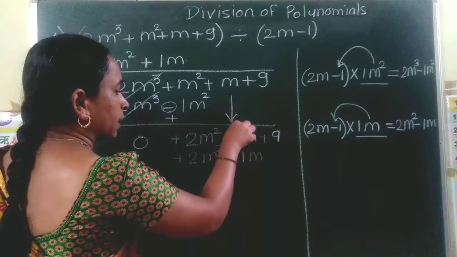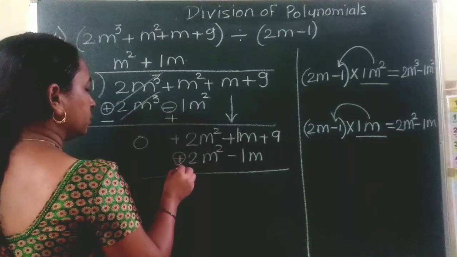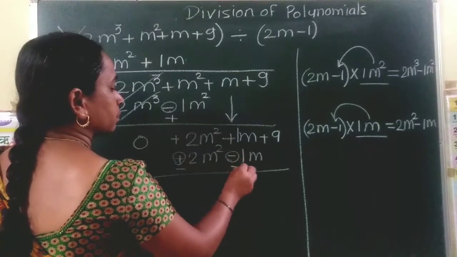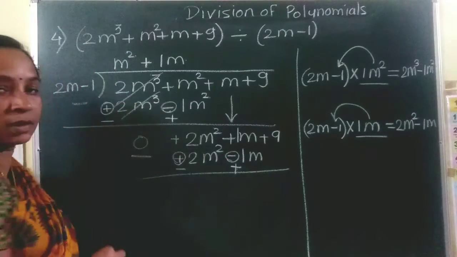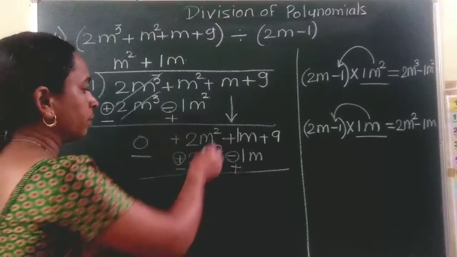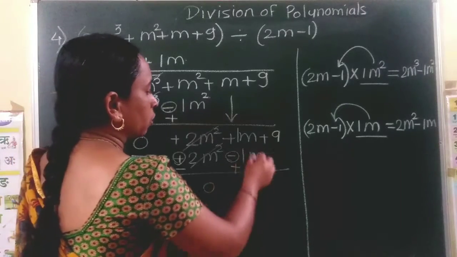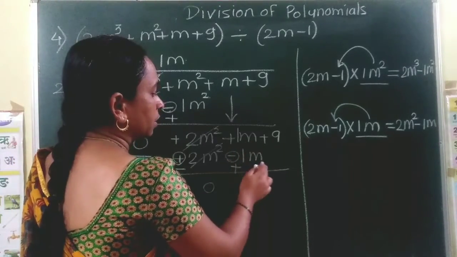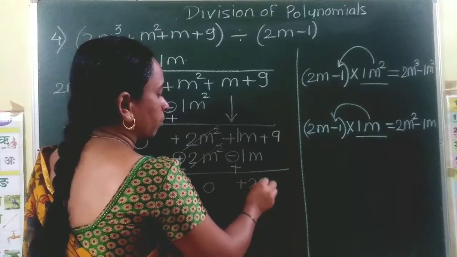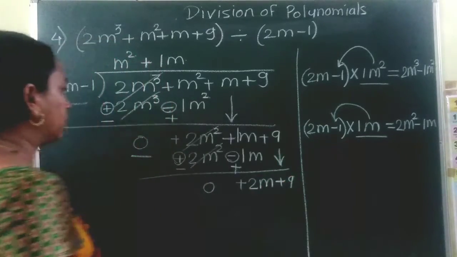Here nothing is there, that means coefficient is 1. Change the sign. Because of the minus sign, the signs of each term will change. These terms will be cancelled. It will become 0, and plus 1m, here it will be 2m. Remaining terms down. Plus 9.